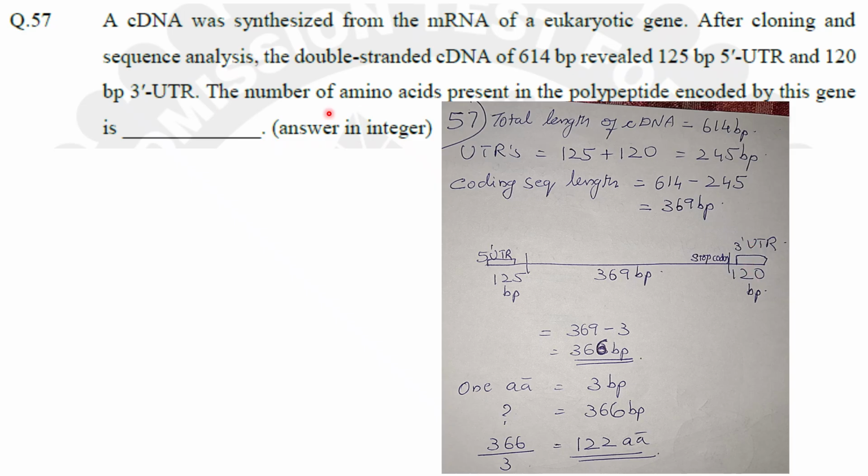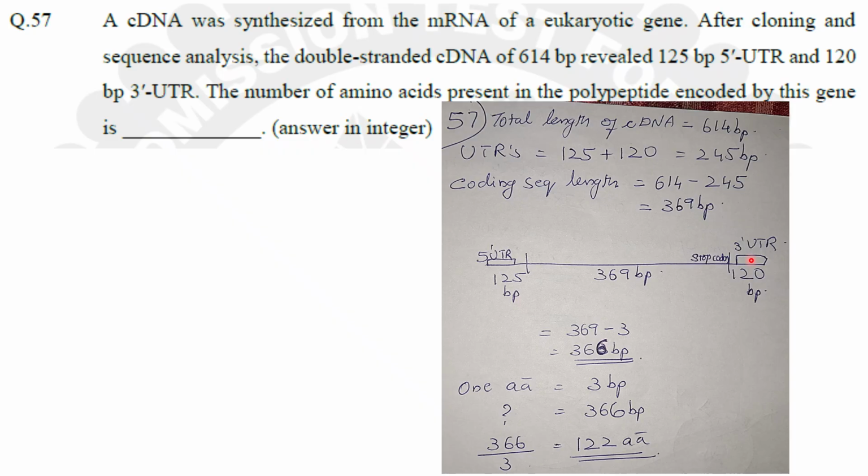They have asked the number of amino acids present in the polypeptide encoded by this gene. So it is not having introns, so whatever region present between the UTRs will be your coding sequence. So how much will that be? You add up 125 plus 120, subtract that from 614, you will get 369 base pair. That is the length of the coding sequence.